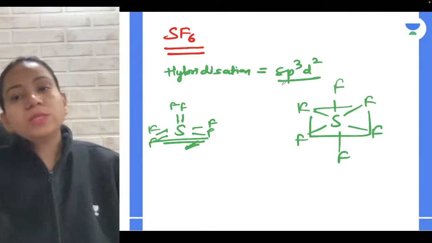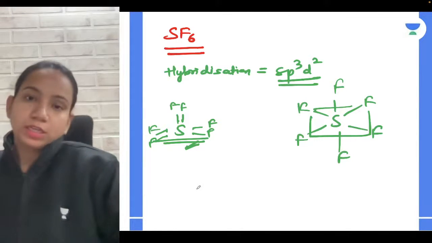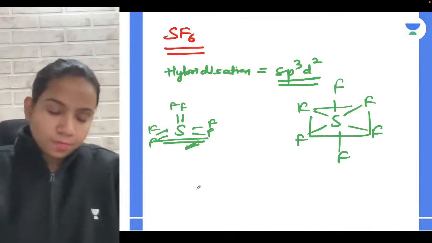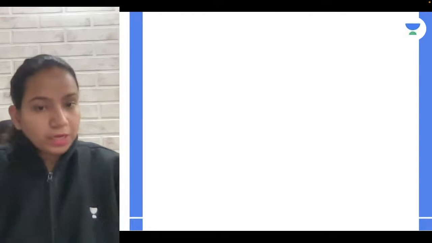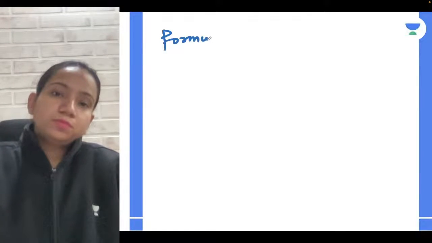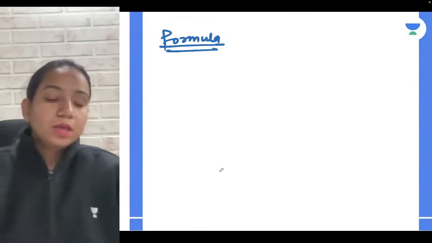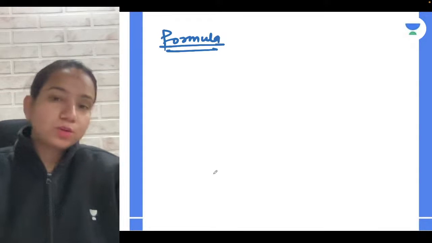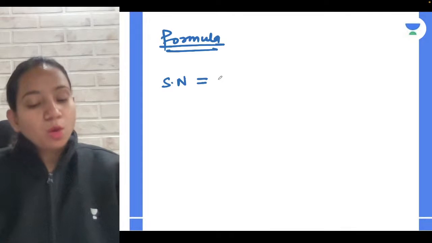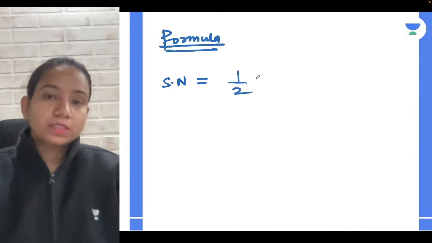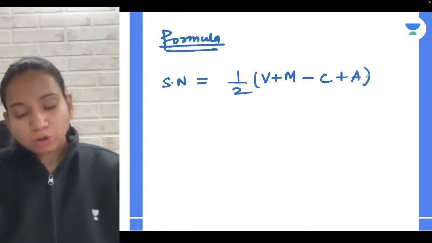So I hope everyone is clear now with the hybridization from the structure, how you will be calculating it. It's very, very simple. Now let's understand how we can find it out with the formula. It's a shortcut method, but it has some limitations also. We'll be learning about it. Talking about the formula, the steric number Sn is equal to half V plus M minus C plus A. This is the shortcut formula.